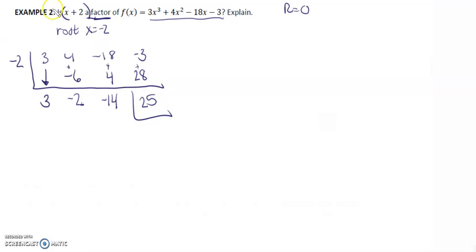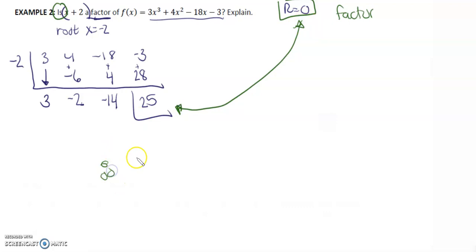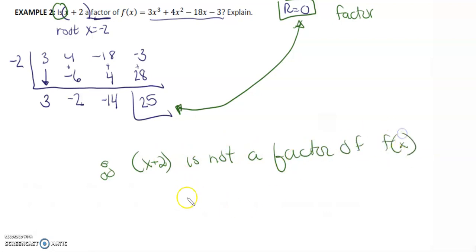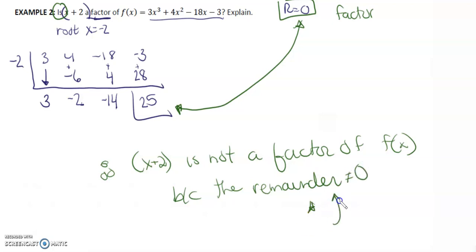So, sorry, going back to this, it's asking, is x plus 2 a factor of this, and explain. So, again, when we have a factor, a true factor, we have remainder 0. What remainder do we have here? So, therefore, x plus 2 is not a factor of f of x because the remainder does not equal 0. And guys, this is going to come back when we formally do remainder theorem. There's a whole theorem based on this principle.